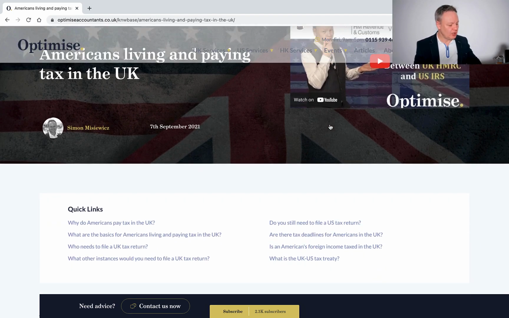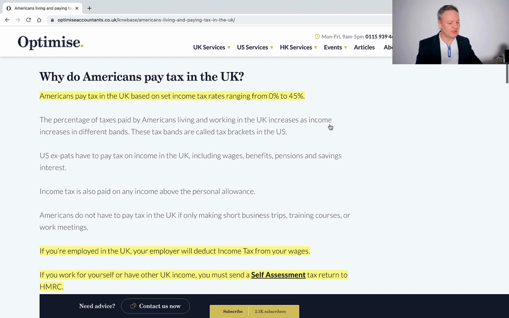Okay, so let's think about this. What do you need to think about when you are an American moving over to the United Kingdom, or good old Blighty, as you might hear many people call it? So the tax rates do go from 0% to 45%, which is a lot more than what you are used to paying in the United States.